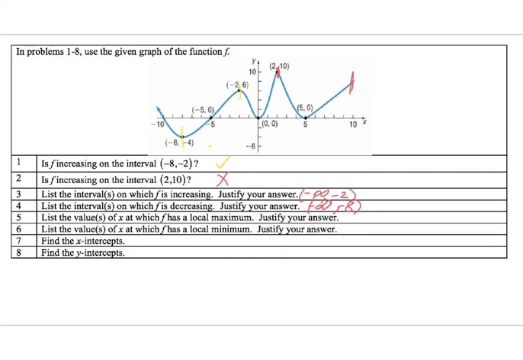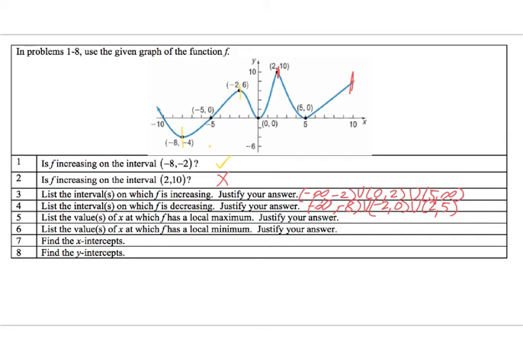Then we're decreasing from negative 2 to 0. We're increasing from 0 to 2. We are decreasing from 2 to 5. And it looks like we are increasing from 5 to infinity.